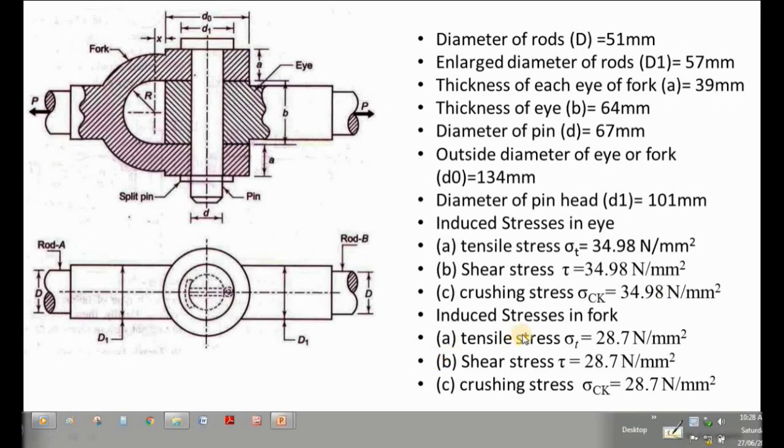Induced stresses in the fork: first is the induced tensile stress, which is 28.7 Newton per mm square. Second is the induced shear stress tau, 28.7 Newton per mm square, and the induced crushing stress sigma ck, 28.7 Newton per mm square. So after the design, we found these are the various dimensions of the knuckle design, and these are the induced stresses for which the design is safe.